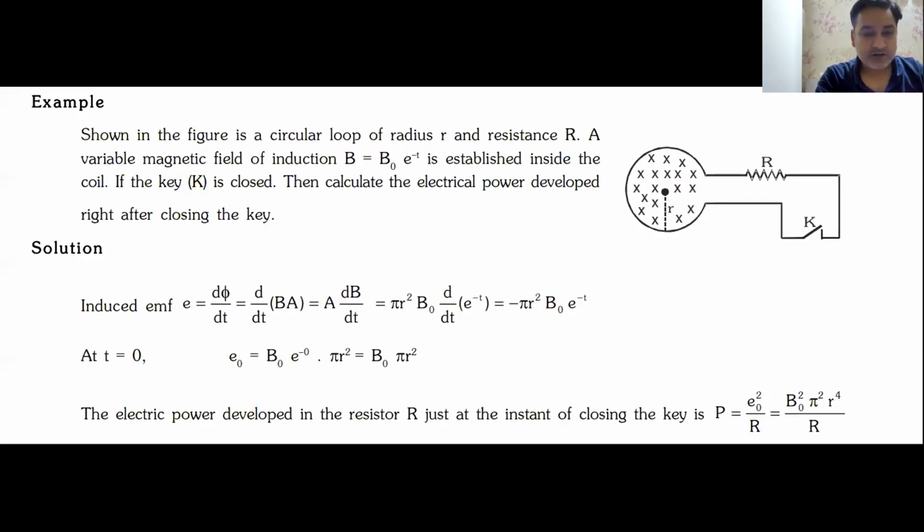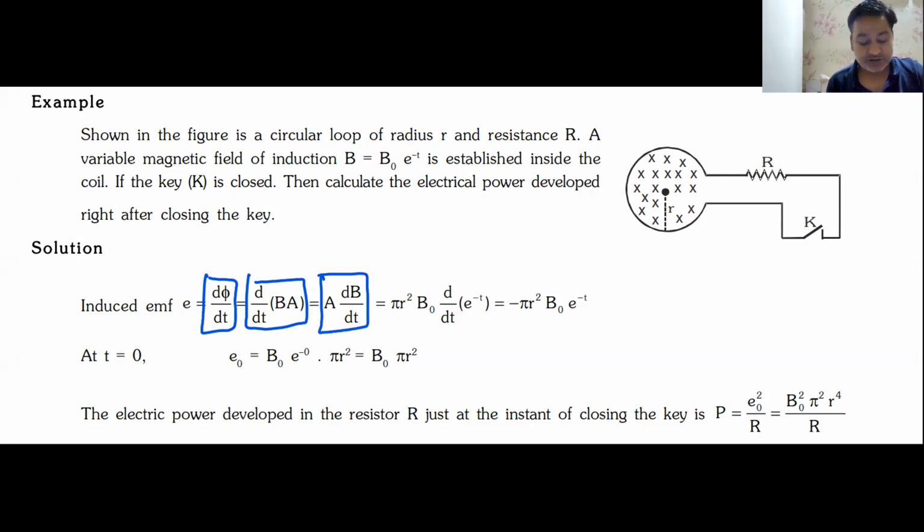Okay, so how are you going to do this? You have to find out the induced EMF, which is d phi by dt. So this is d by dt of B into A. Area is constant here, so dB by dt into A. Pi r square into B naught into d by dt of e raised to the power minus t. Right after closing the key, so you put the value of t as 0. You get the induced EMF B naught into pi r square.